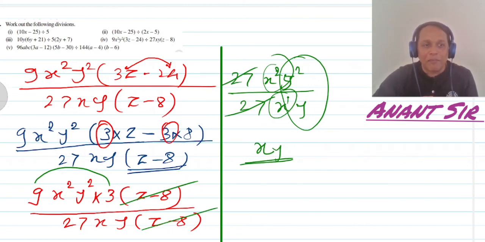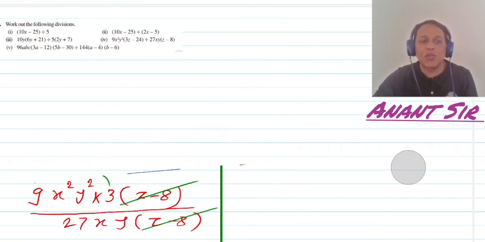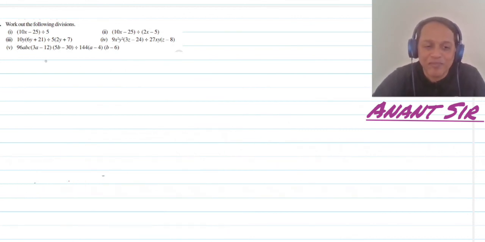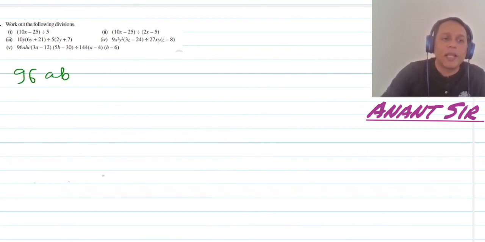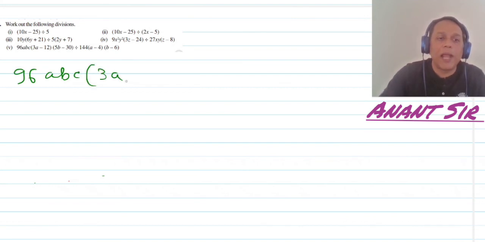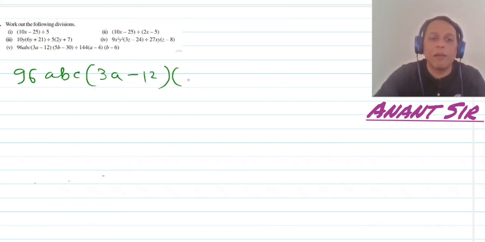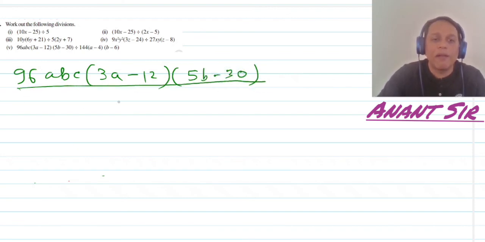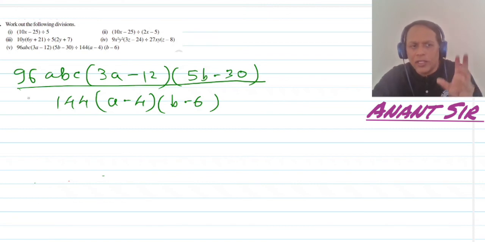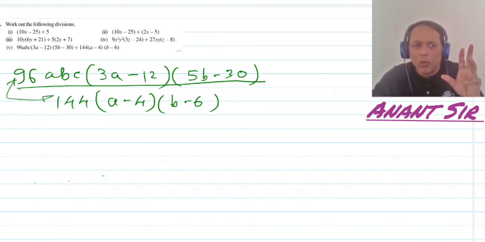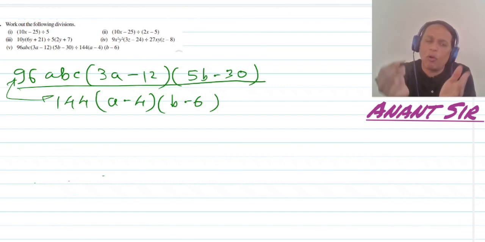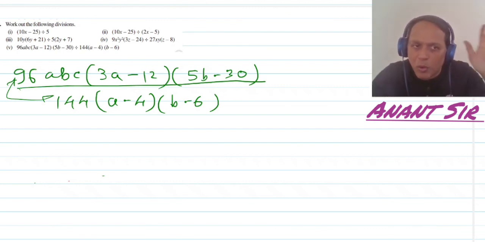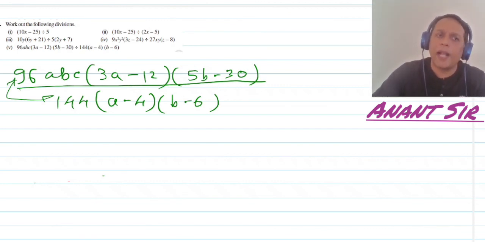So now that brings us to the last question of question number 3. 96ABC multiplied by 3a minus 12 multiplied by 5b minus 30 whole divided by 144 into a minus 4 into b minus 6. Actually see 96 and 144, you can divide them now also, or if you want you can divide them in the end, no problem, it's up to you. So we'll divide it at the end only.